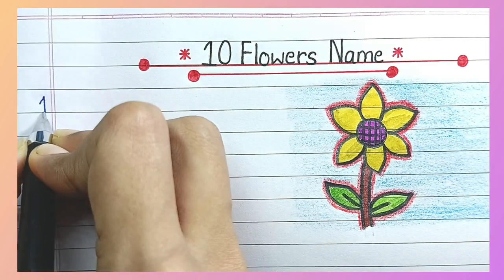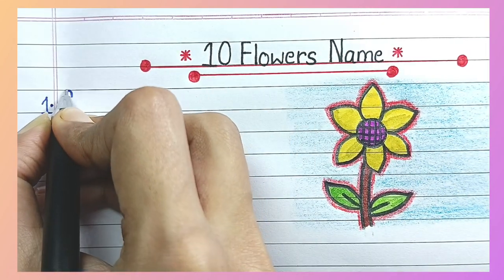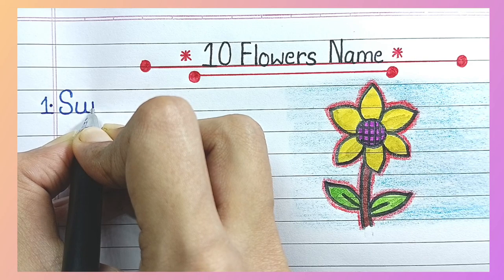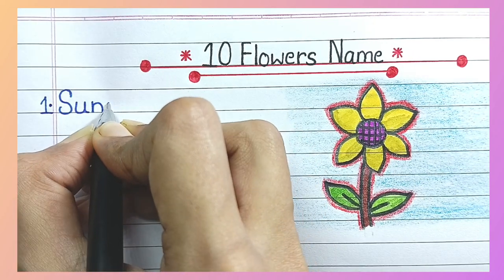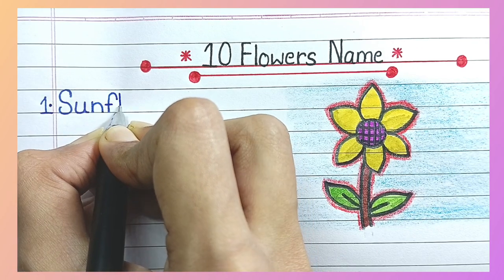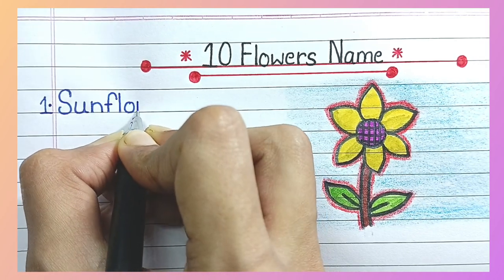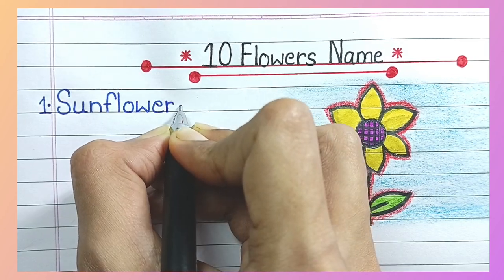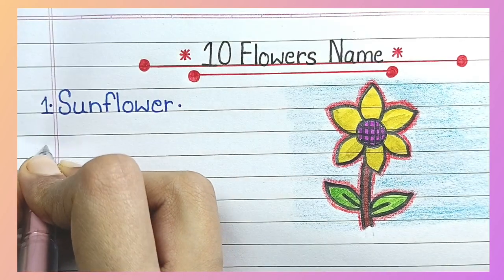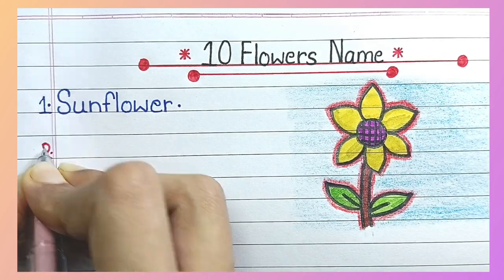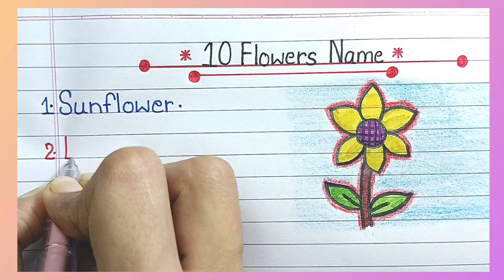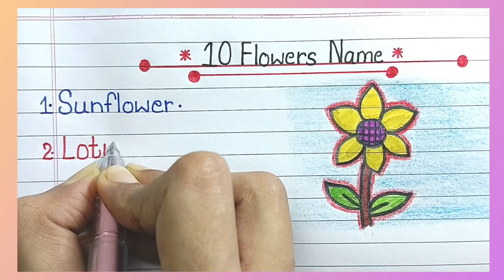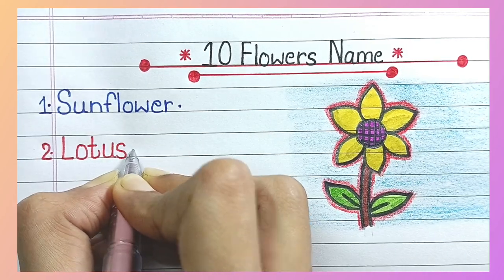First line, S U N F L O W E R, sunflower. Second line, L O T U S, lotus.